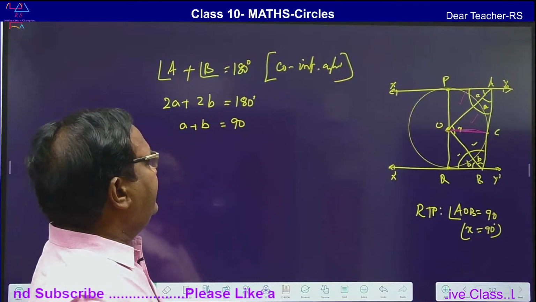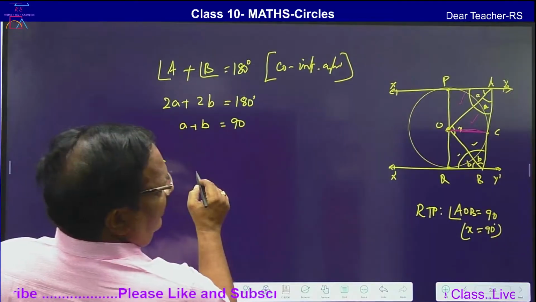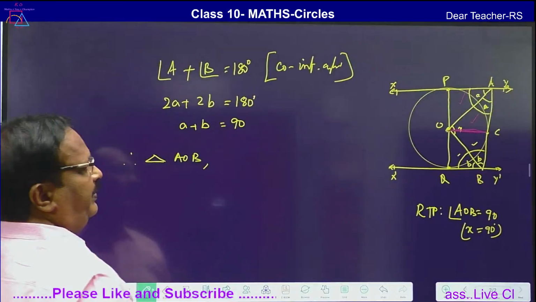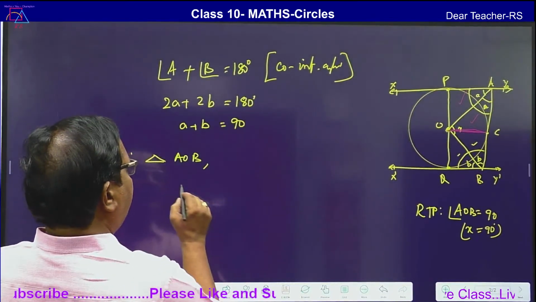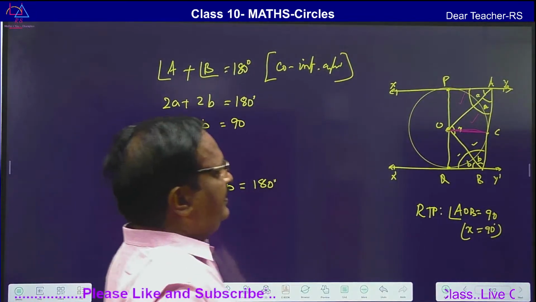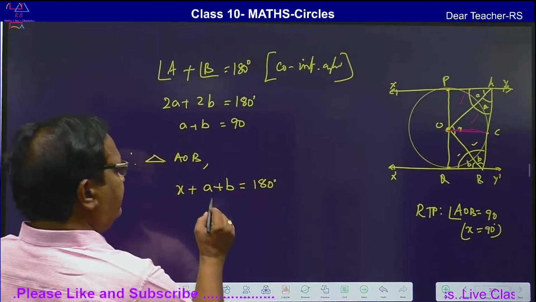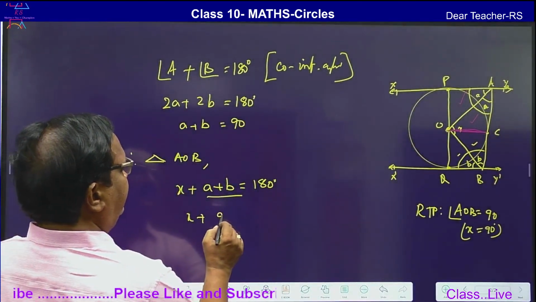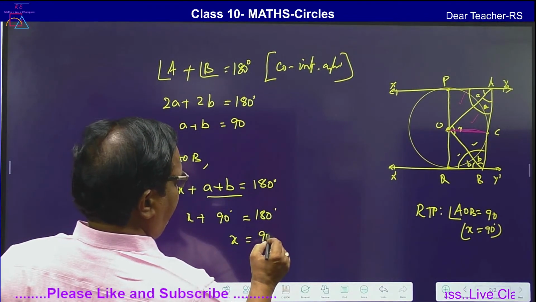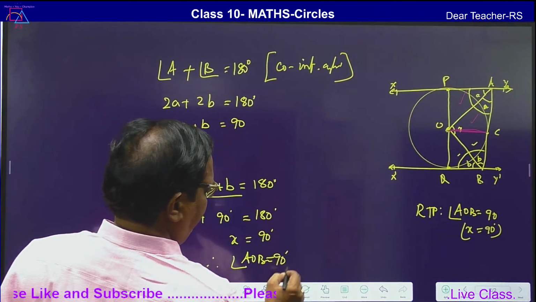Okay. So now you see the triangle AOB, the original triangle. So x plus A plus B is equal to 180 degrees. This x, already I have written x plus A plus B. A plus B already we have got 90 degrees. So x is equal to 180 degrees minus 90 degrees, so x is equal to 90 degrees. Therefore, angle AOB is equal to 90 degrees.